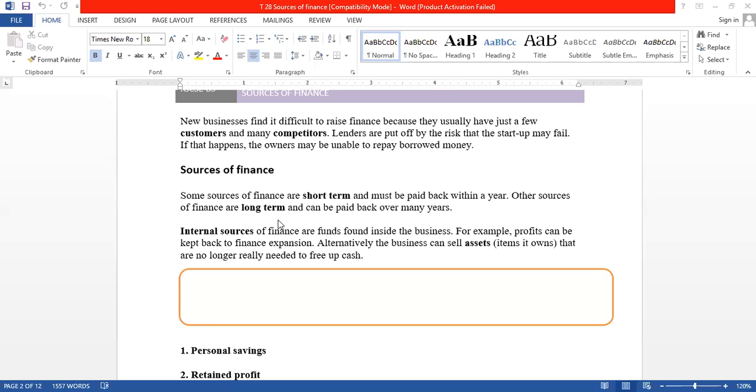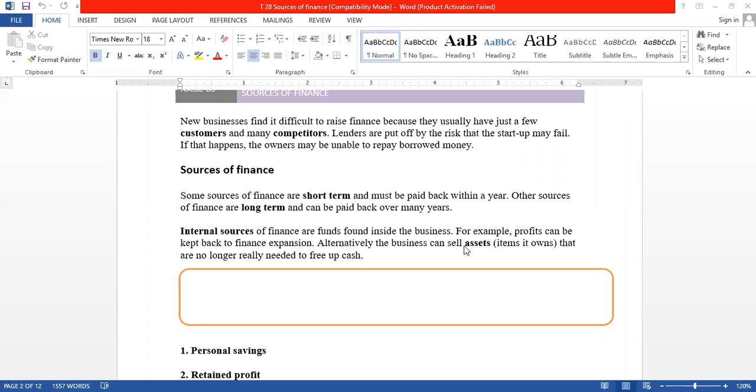You can see today our main focus is internal sources, right? Internal sources. So internal sources of finance are funds found inside the business. So you can highlight: internal sources of finance are the funds or money which come from inside the business, funds found inside the business. Please highlight this statement. This is the important definition of internal source of finance.